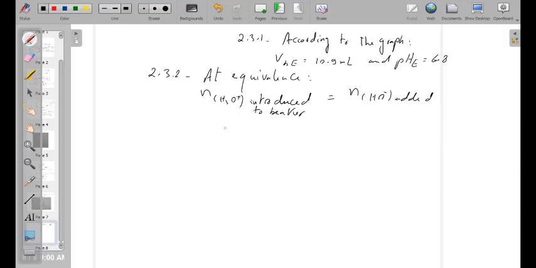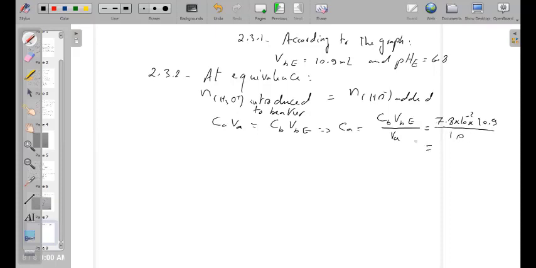Number of mole of H3O+ introduced CaVA equals CbVBE. Then Ca equals CbVBE over VA, equals 7.8 × 10^-2 times 10.9 over 10, equals 8.5 × 10^-2 mole per liter.